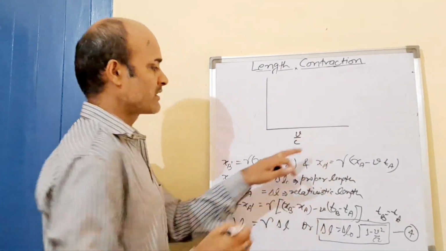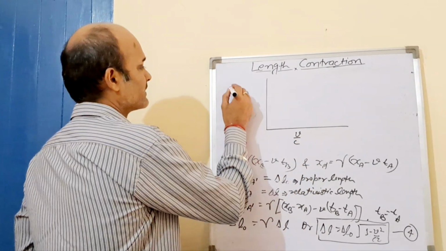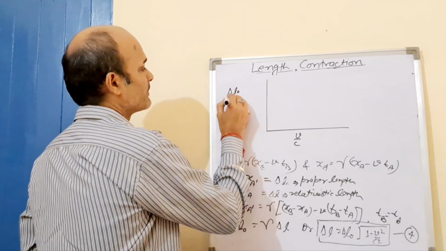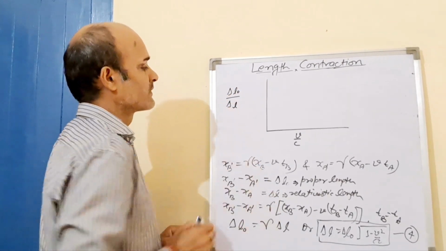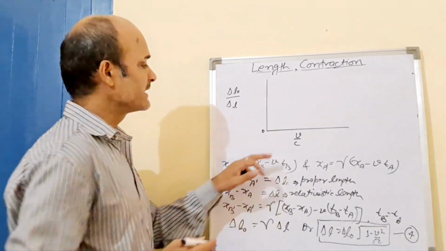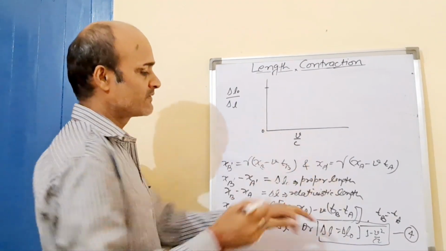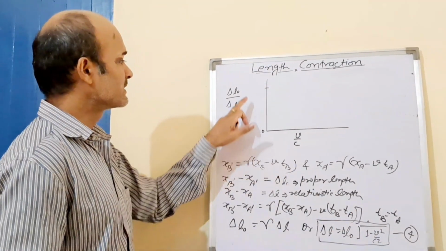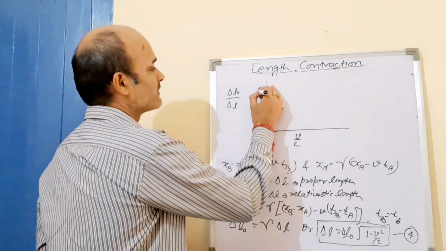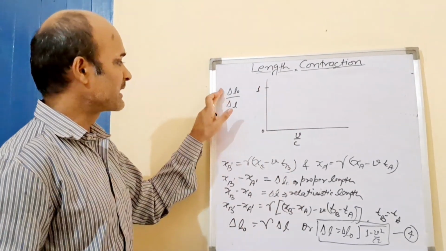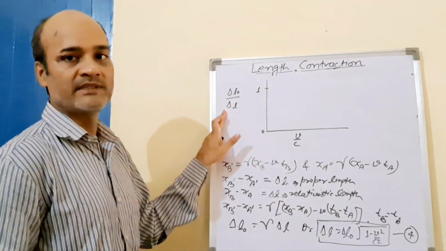This variation will be more clear if we plot a graph between the ratio of velocity of an object to the velocity of light and the ratio of the relativistic length to the proper length. So from the graph we can see if the object is at stationary position, that is v equal to 0, then this ratio will be equal to 1. That is, the proper length and the relativistic length both will be same.